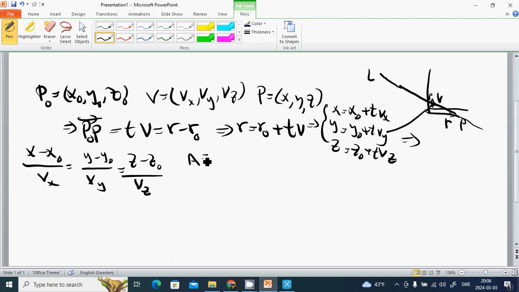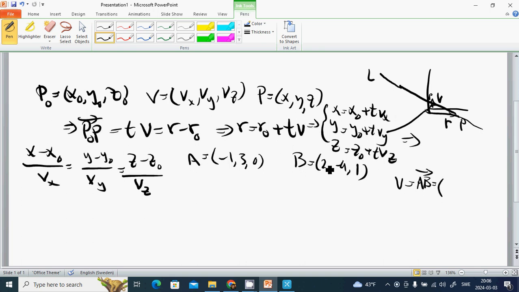Example: A is minus 1, 3, 0 and B is 2, minus 4, 1. We want to find the line that goes through A and B. Vector AB equals minus 1, 2 minus minus 1 is 3, minus 4 minus 3 is minus 7, 1 minus 0 is 1.